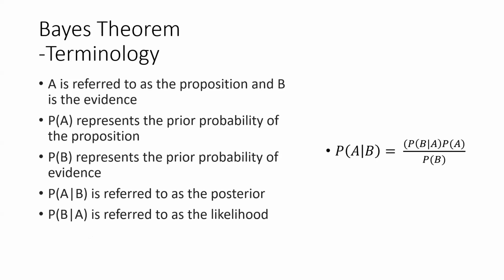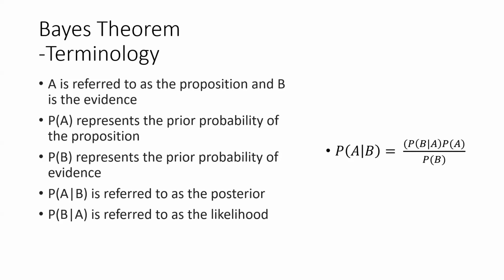So let's look at some of the terminologies. A is referred to as the proposition, and B is the evidence. We don't know A, we want to find A. So A is the proposition and B is the evidence we already have.